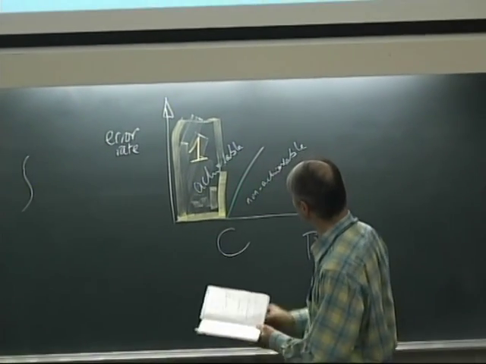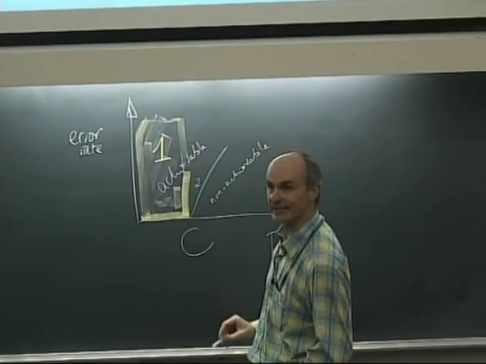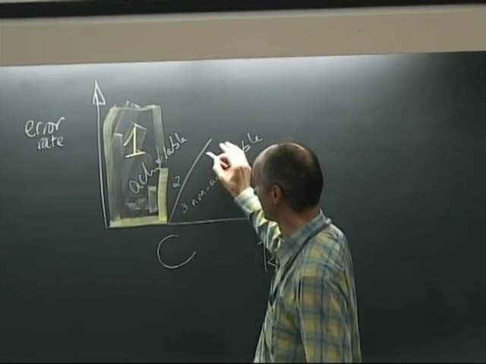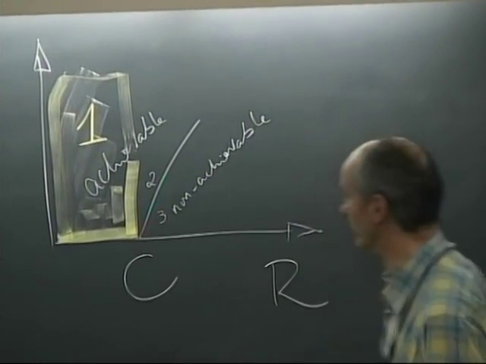There are other bits of the theorem, namely that you can get anywhere in here as well. That's proved in the book. And the fact that you can't achieve anything over here is also proved in the book. We won't do that today.